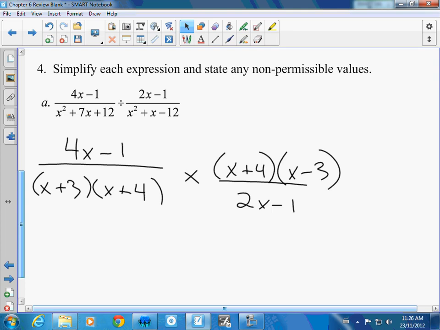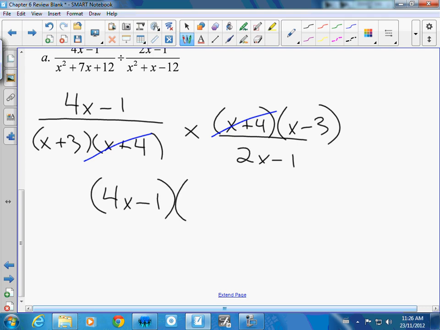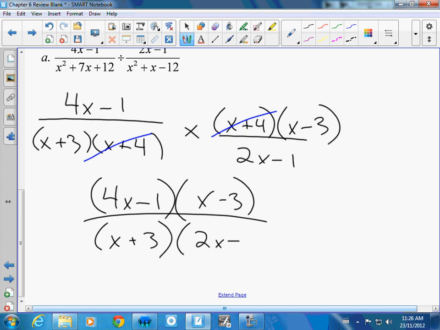Now, because you're multiplying, you can throw it all together, right? All the top, all the bottom. Can you cancel anything? What can you cancel? Whoa, careful. The 4, but not the 3, right? That one and that one, right? Why can't you cancel the 3's? Yeah, one's positive, one's negative. So what do you end up with on the top? 4x minus 1 and x minus 3 over top of x plus 3, 2x minus 1.